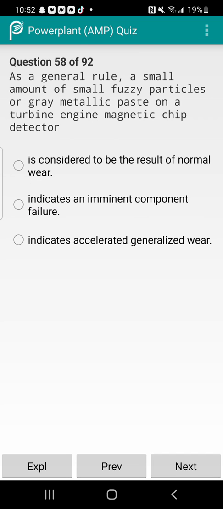As a general rule, a small amount of small fuzzy particles or gray metallic paste on a turbine engine magnetic chip detector is considered to be a result of normal wear.